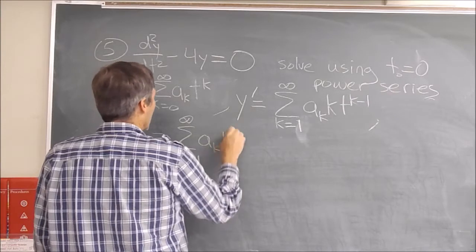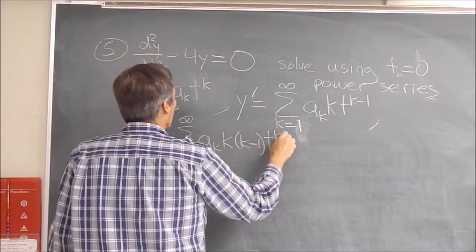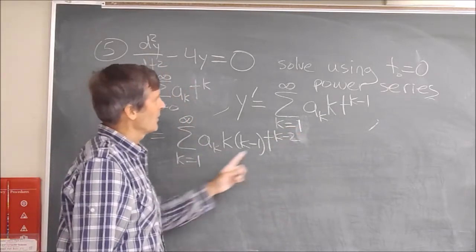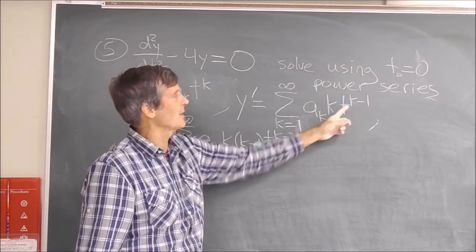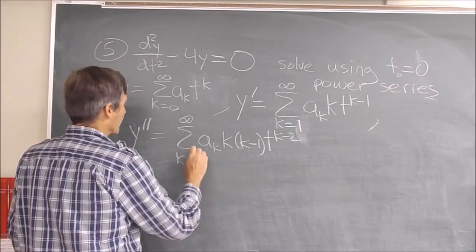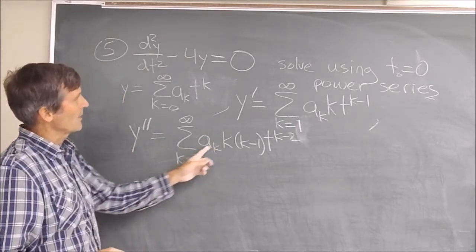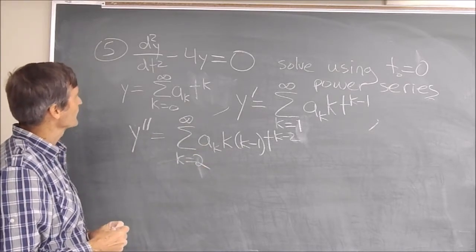The derivative is k times k minus 1 times t to the k minus 2. Except that the very first term, a1 times 1 times t to the 0, is a constant. Its derivative is 0. So you have to start this at k equals 2. So y double prime, and then after that all these are correct. Y double prime is this one.